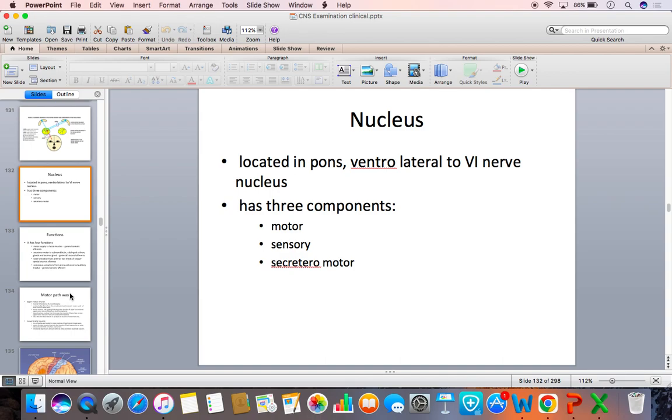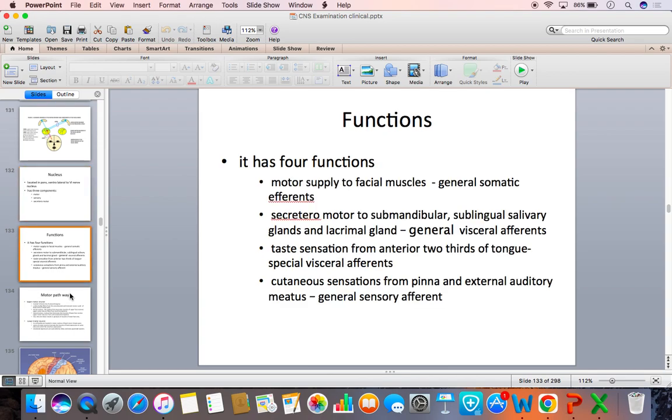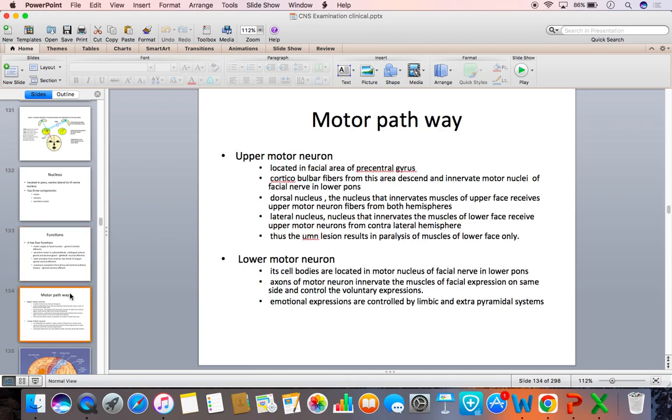Then coming to the nucleus of the seventh cranial nerve. I already mentioned it has got the motor, sensory and secretory motor functions to carry out. So it should have its nucleus having these components in the pons. These are the functions which I already mentioned. There are the various pathways of the upper motor neuron and the lower motor neuron.